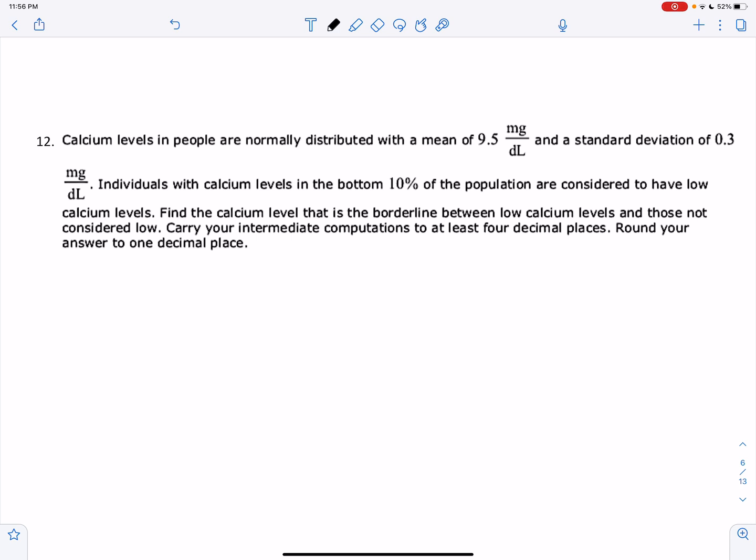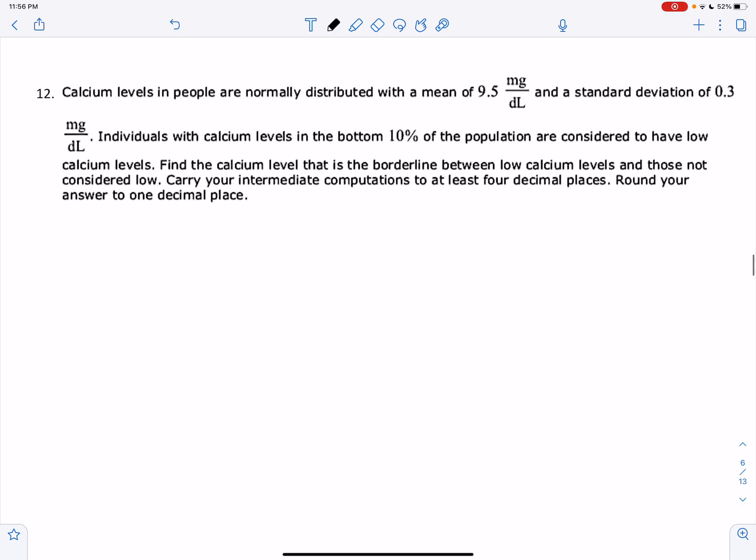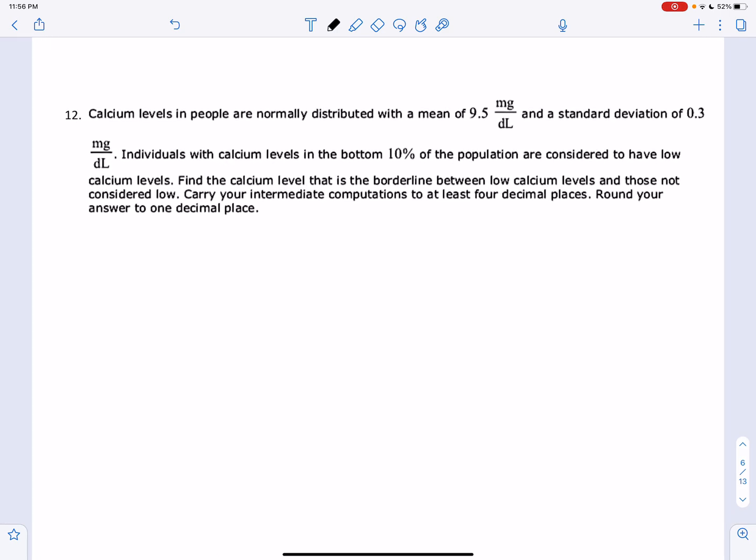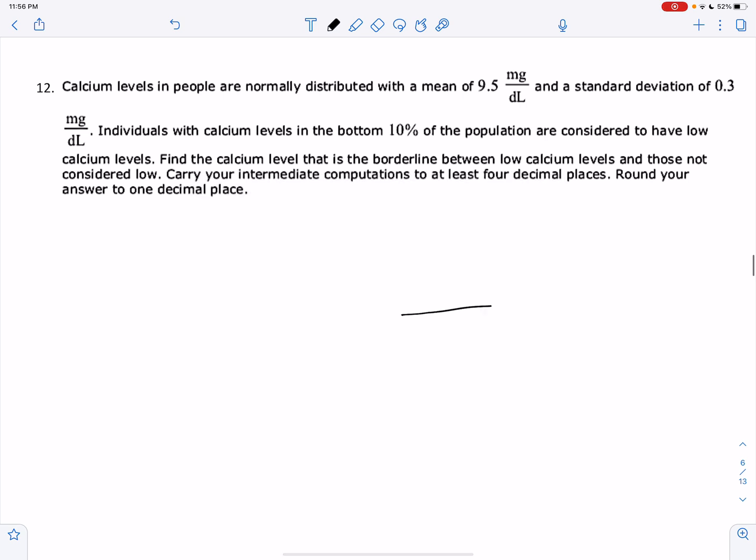Okay, so now what? Calcium levels are normally distributed. Good. That means I can make a nice, how much space do I have? A nice normal distribution.